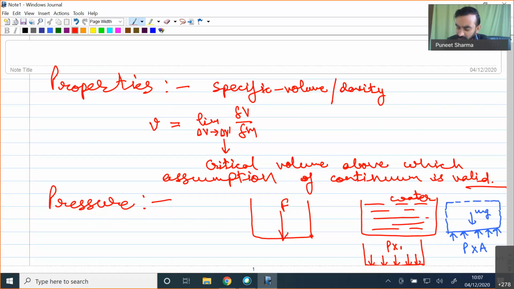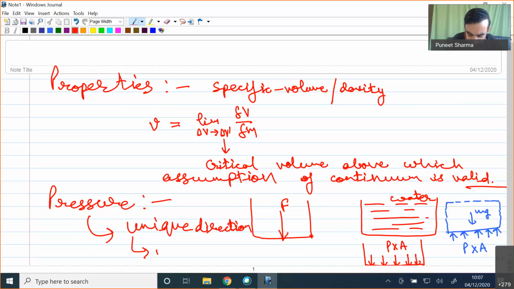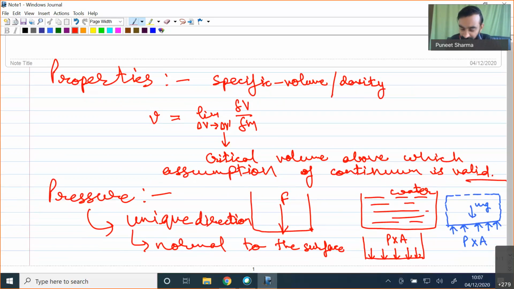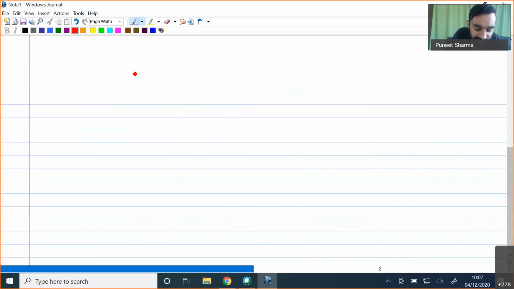The only thing you have to collect from this is that pressure always acts in a direction normal to the surface. Though pressure is having some direction, that direction is always unique. Pressure has always unique direction, and that direction is normal to the surface. So that is what we can recollect from the definition of pressure.